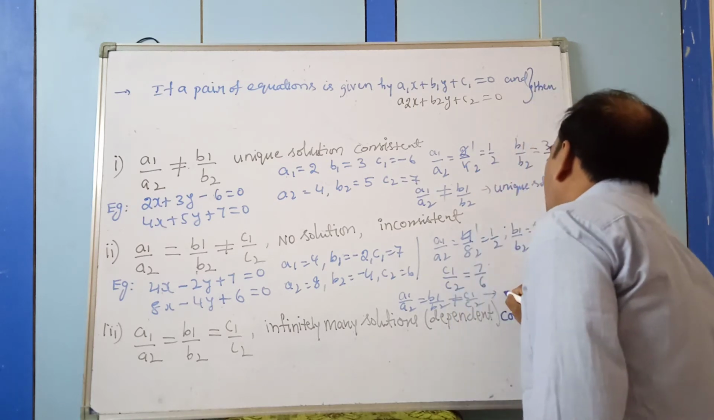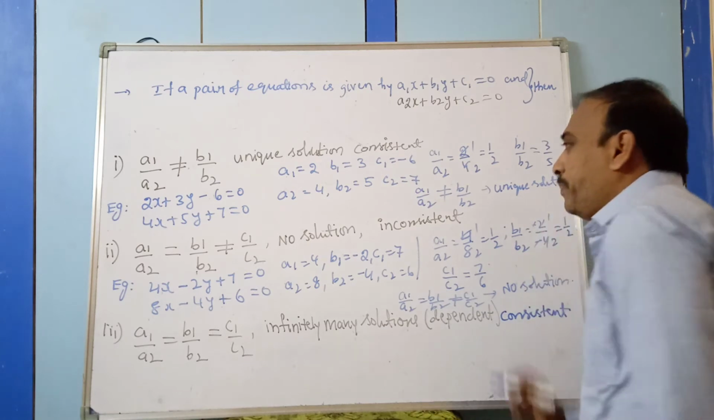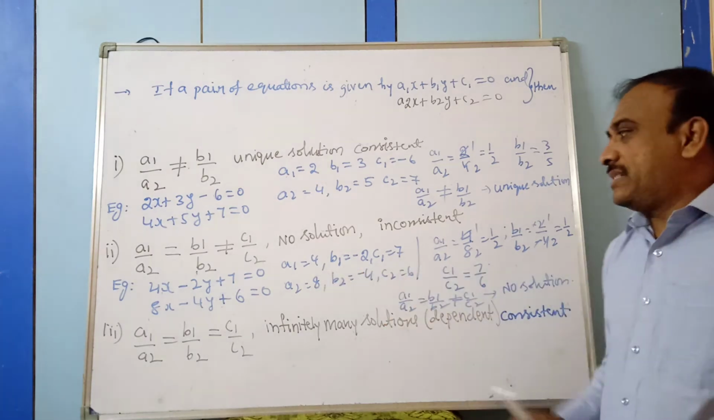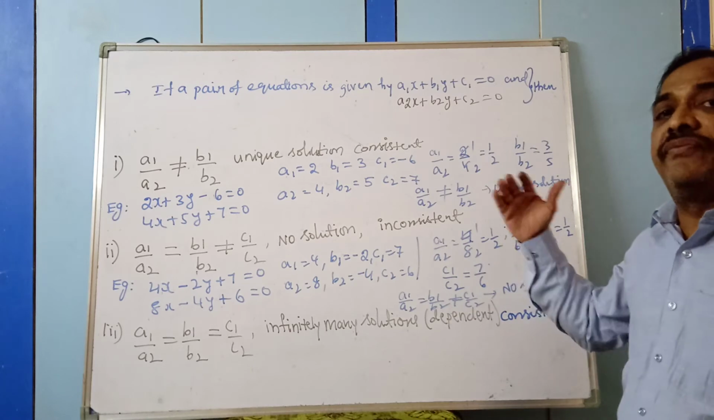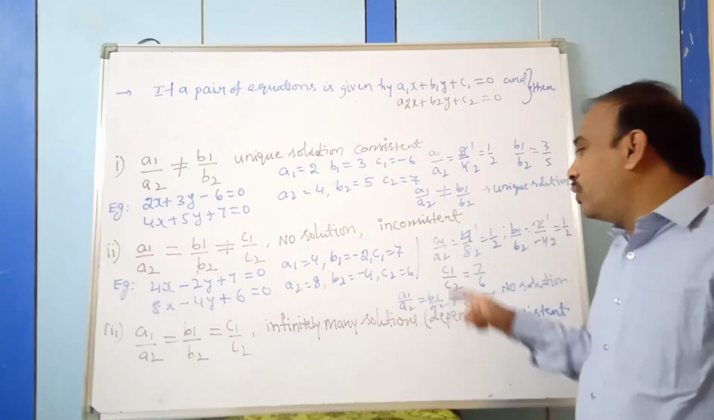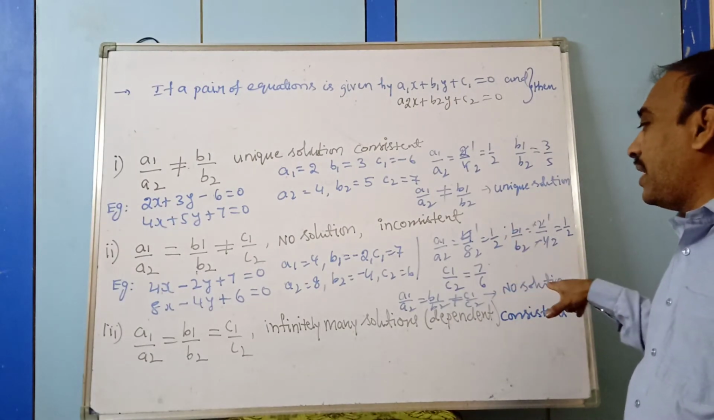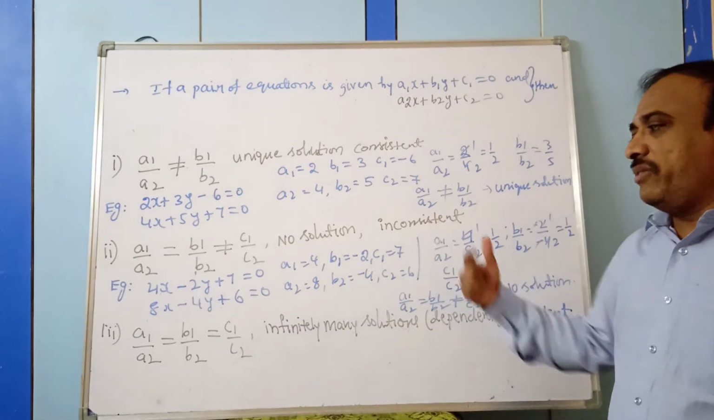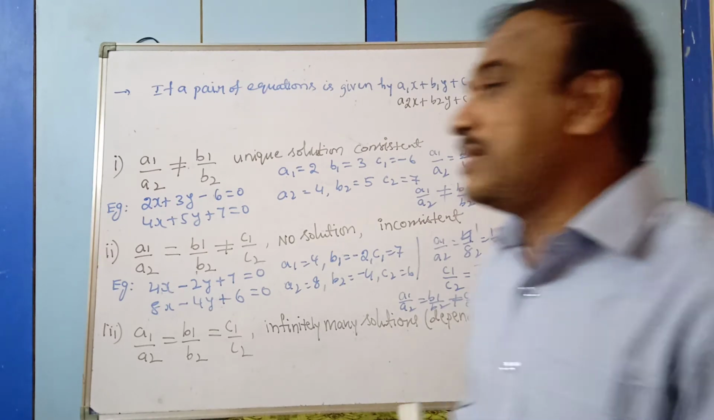Therefore they have no solution. Now the third case: taking the ratios of the coefficients of A1 and A2, B1 and B2, C1 and C2, we compare them. If A1 by A2 is equal to B1 by B2 is equal to C1 by C2, then there are infinitely many solutions, dependent.